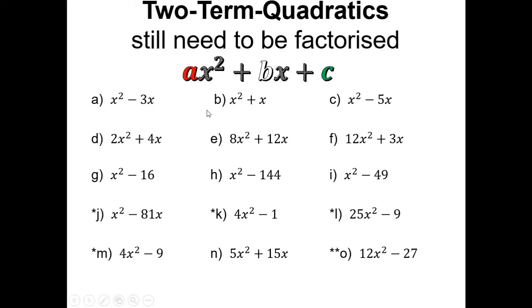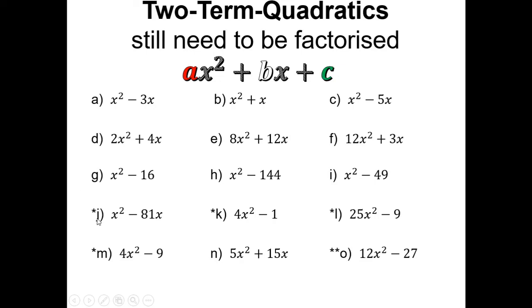Okay, so the first row here, those are where C is missing. The second row here as well, C is missing. All of these questions here have both the x squared term and the x term. The next row here, oh, I don't have an x term. I've got an x squared term and I've got minus a number. X squared term minus a number. X squared term minus a number. Those are all difference of two squares.